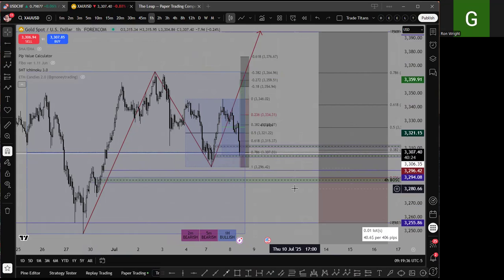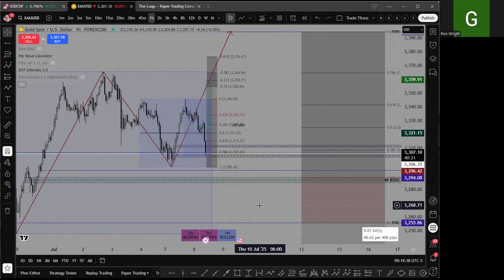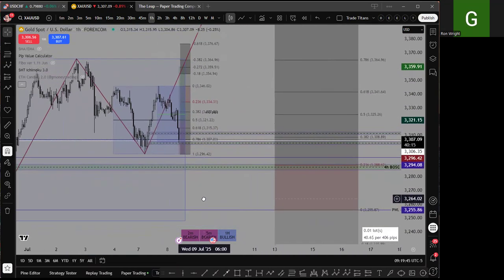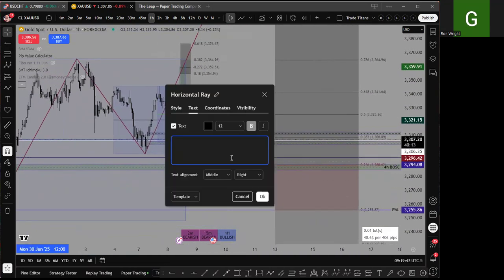And not only that, look at what's sitting right at the 4 hour. Is that the weekly high? What is this candlestick? What is this one?